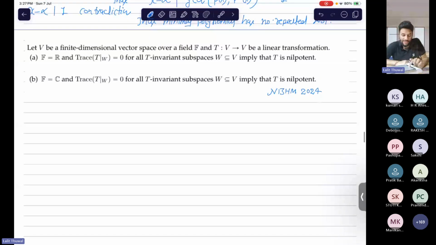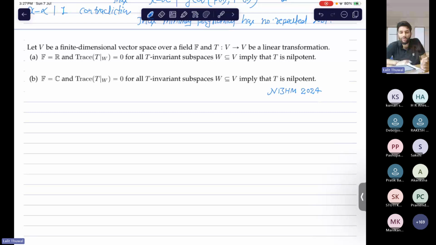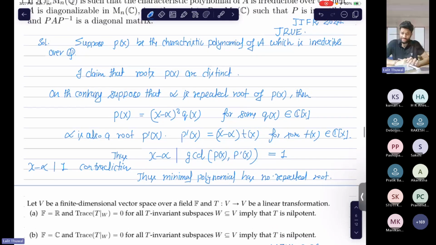Okay. So, what is the next problem? It is from NBHM 2020. Sir, please go to the last slide. Yeah, please. Sir, we had to prove that kA is diagonalizable in M_n(C). Why are we proving that it does not have repeated roots?